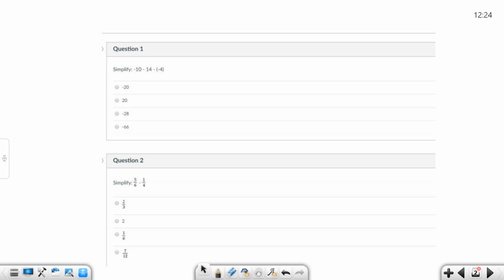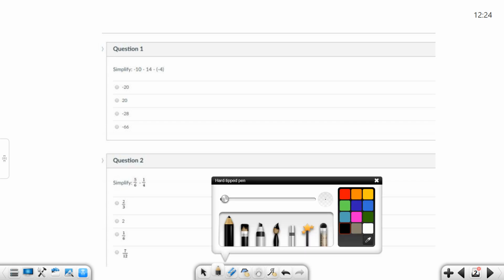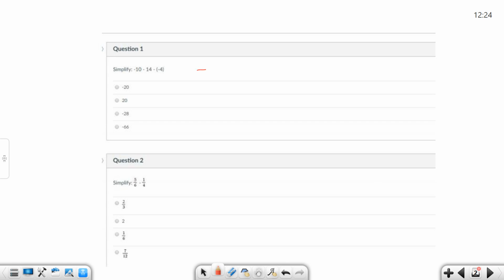Okay, so looking at this top one, you have negative 10 minus 14, and then you have a negative and a negative 4. Well, we know that two negatives make a positive. So that would give me negative 10 minus 14 plus 4.